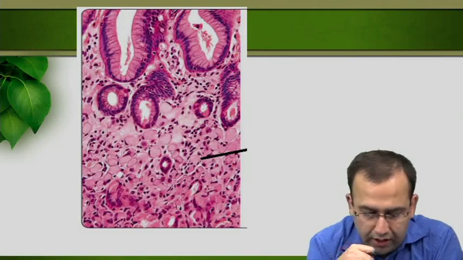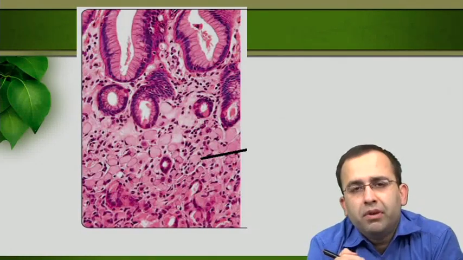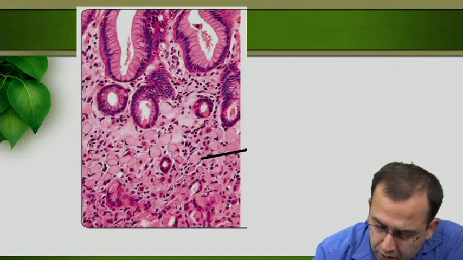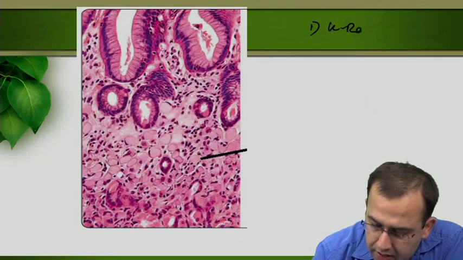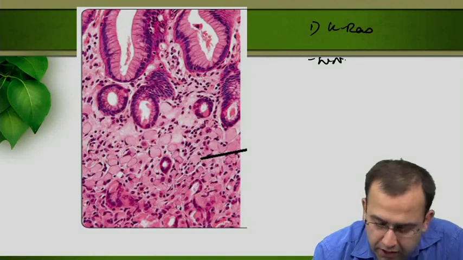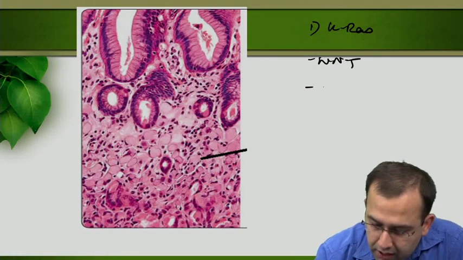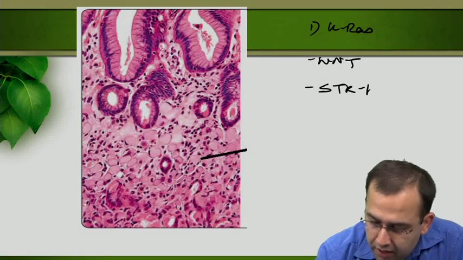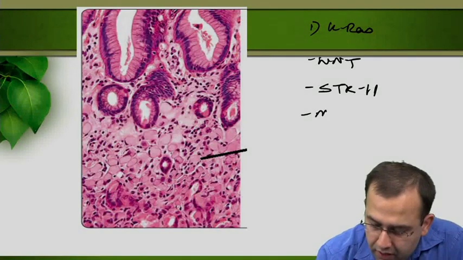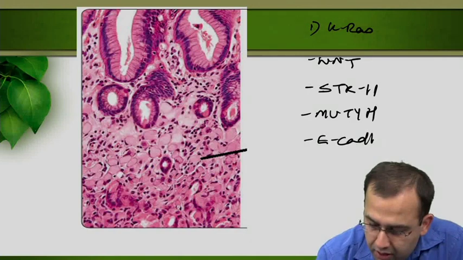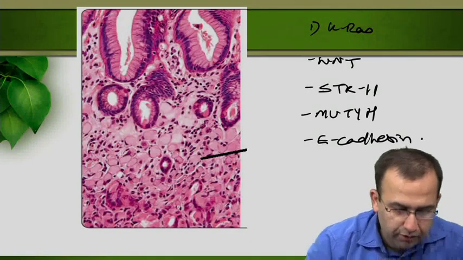Next, which mutation is seen in this? In the paper, when you get the question, it will simply be which mutation. Okay, let me give you options. KRAS, WNT, STK11, MUTYH, or E-cadherin. 5 options, 1, 2, 3, 4, 5.